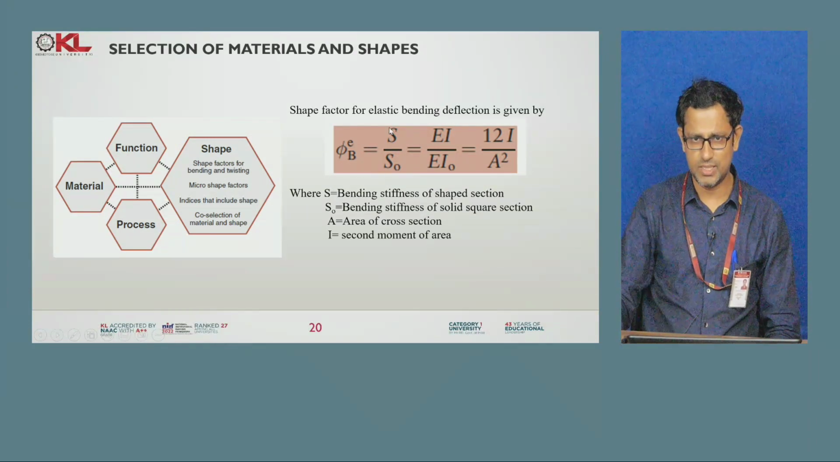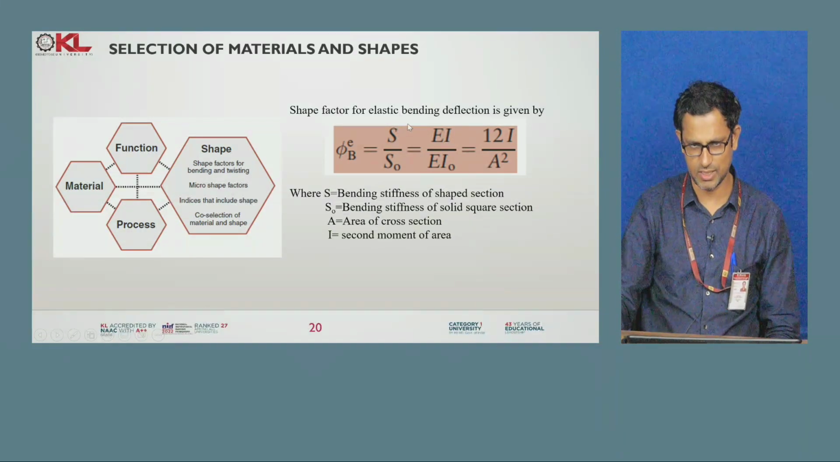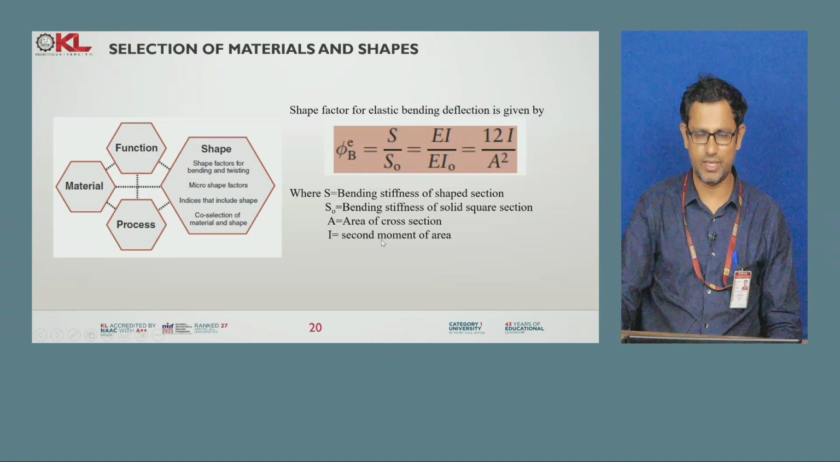It is defined as the ratio of the bending stiffness of a shaped section to the bending stiffness of a solid square section. For example, the shaped section may be an I section or C section or T section. With respect to S naught, that means the stiffness of a solid square section, we calculate the stiffness values, and by substituting all these I values we will get 12I by A squared. A is the cross-section area and I is the second moment of area. By substituting the values in this equation, we will get the shape factor for elastic bending.